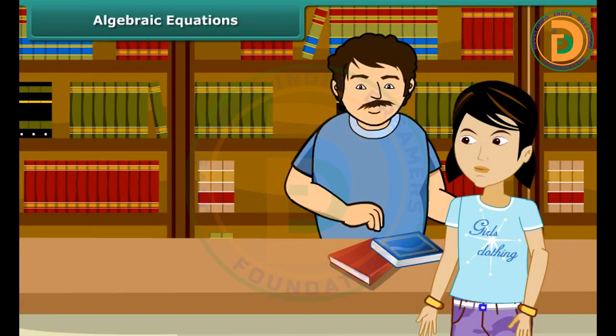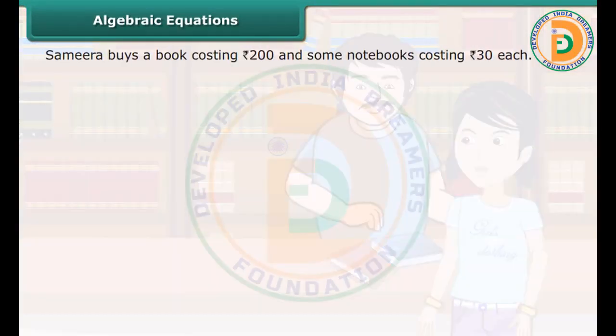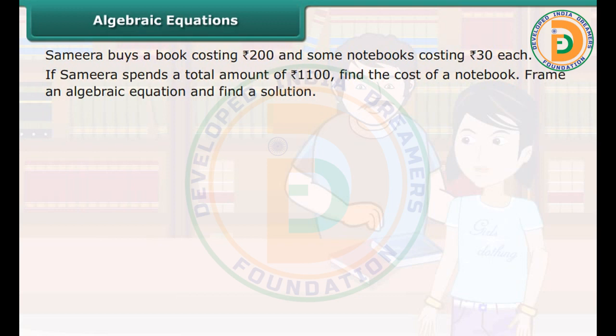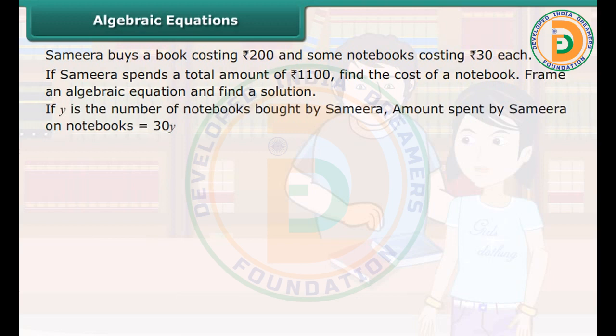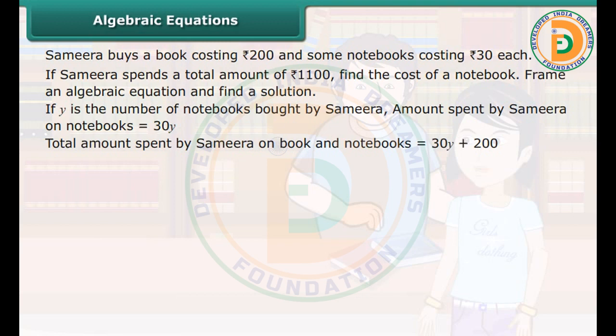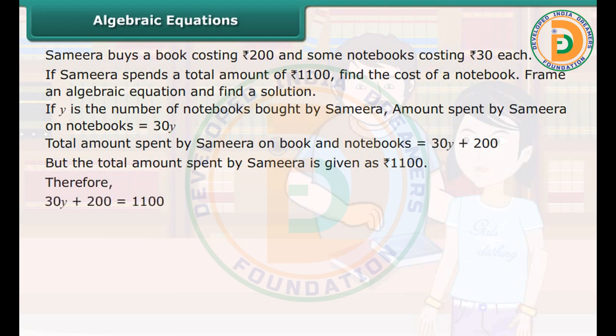Let us look at another example. Samira buys a book costing 200 rupees and some notebooks costing 30 rupees each. If Samira spends a total amount of 1100 rupees, find the cost of a notebook. Frame an algebraic equation and find a solution. If y is the number of notebooks bought by Samira, the amount spent on notebooks is 30y. Total amount spent by Samira on book and notebooks is 30y plus 200, but the total amount spent by Samira is given as 1100 rupees. Therefore, 30y plus 200 is equal to 1100.